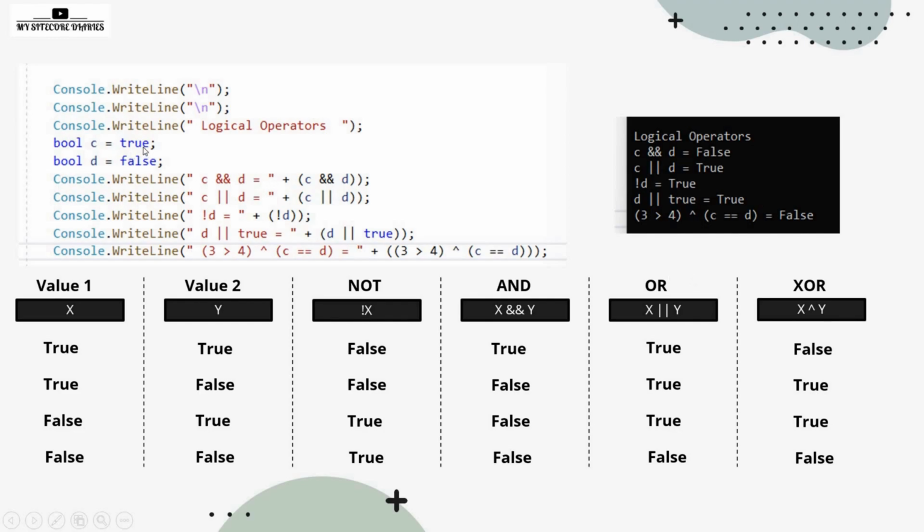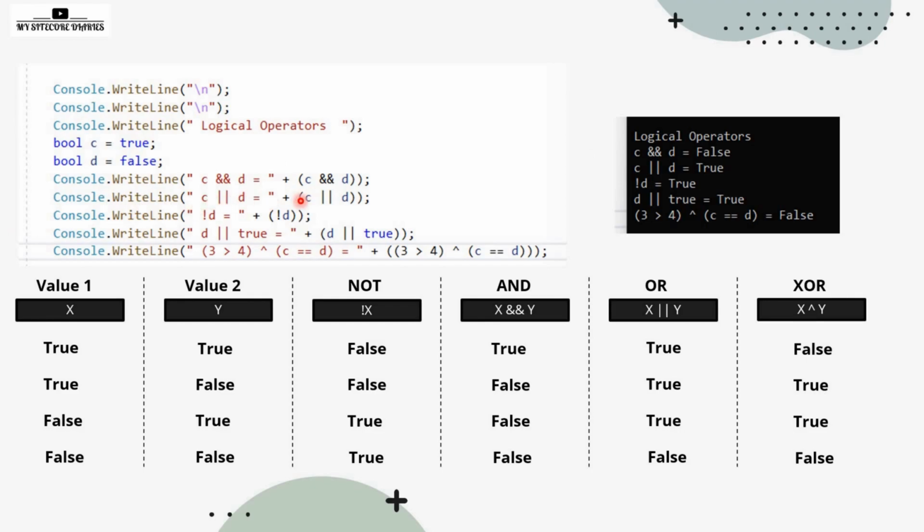Now let's come back to our example. If you see here, bool C is equal to true, bool D is equal to false. In the next line, what we are doing is C and D. So C is true and D is false. If you are doing an AND, then it should come as false. So here if you see C and D, it is coming as false.